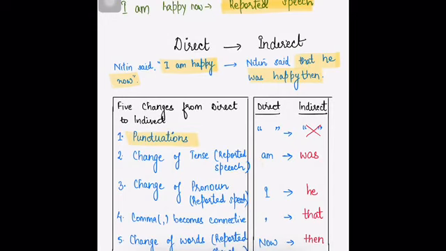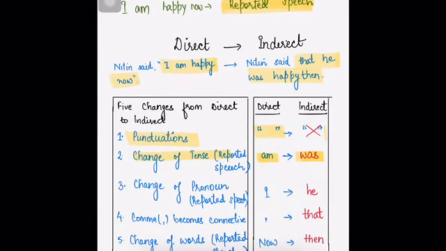The first one being the punctuation. That is, we remove the quotation when we change from direct to indirect. So basically we have to just remove the quotation marks. Second, there is a change in the tense. We'll talk about this in further slides, but for now there is a change in the tense. So this present tense is becoming the past tense.